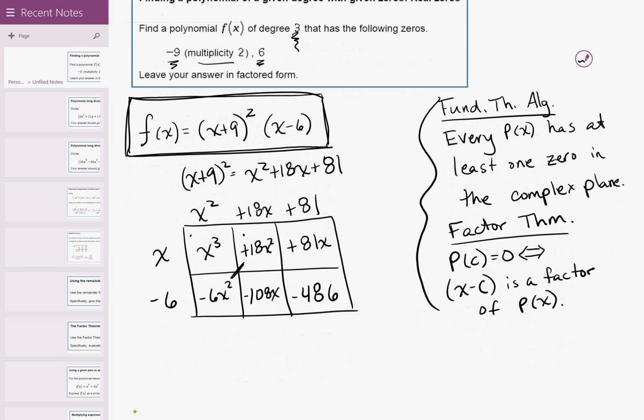Now note that the diagonal boxes go together when I combine like terms. So I have x cubed plus 12x squared, negative 27x. Is that correct? Yes. And then negative 486. So this is f of x. And notice that it is a third degree polynomial.